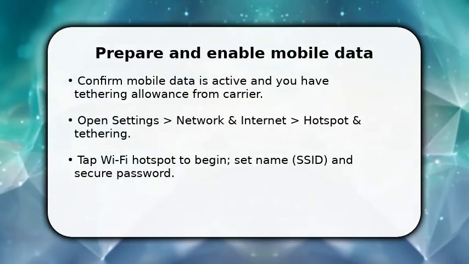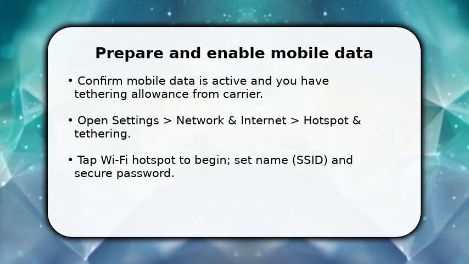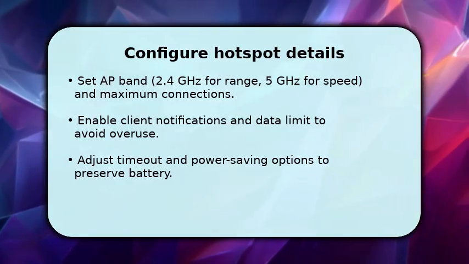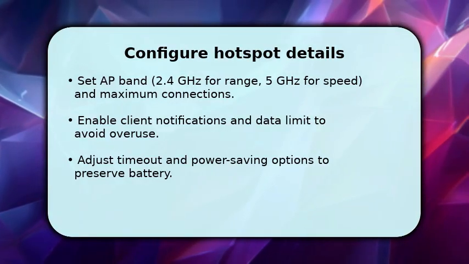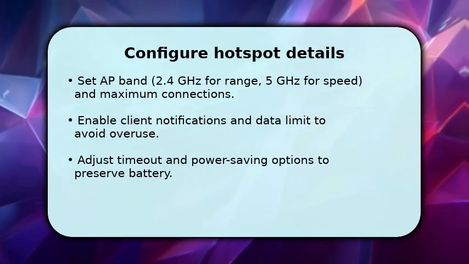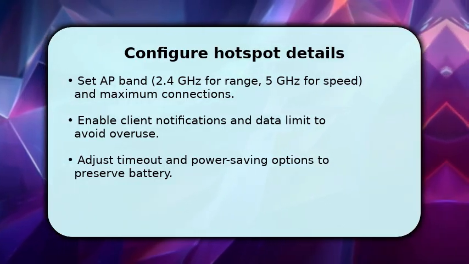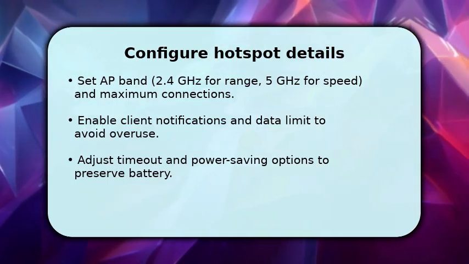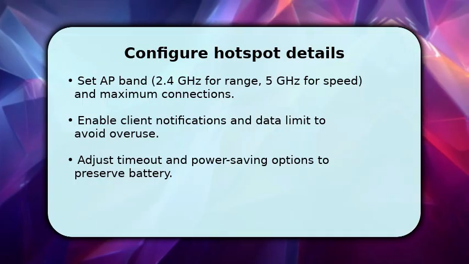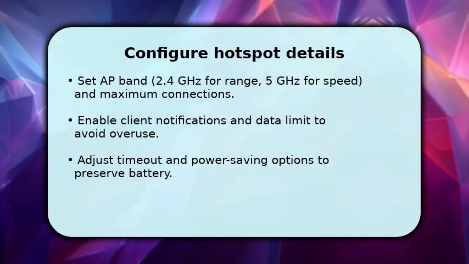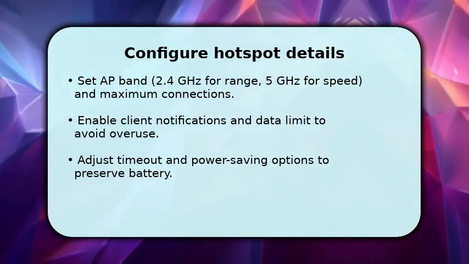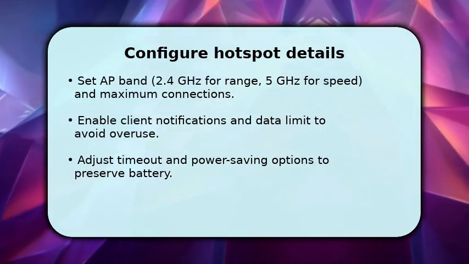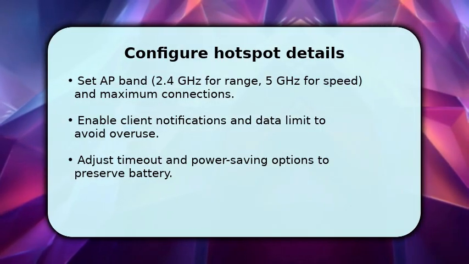Next, you configure the hotspot details so it fits your needs. Select the AP band, 2.4 GHz gives better range, 5 GHz gives faster speeds. Pick based on distance and interference. Limit maximum connections to control bandwidth and turn on client notifications so you know who joins. Set a data limit or warning to avoid spikes and reduce hotspot idle timeout to save battery. Make sure DHCP is default so connected devices get IPs automatically.